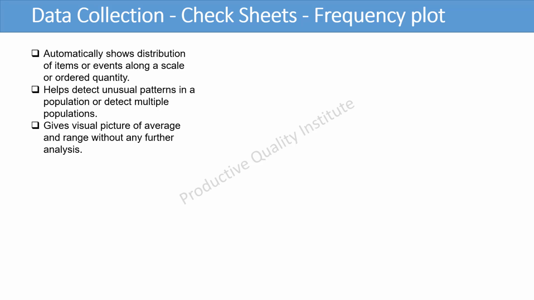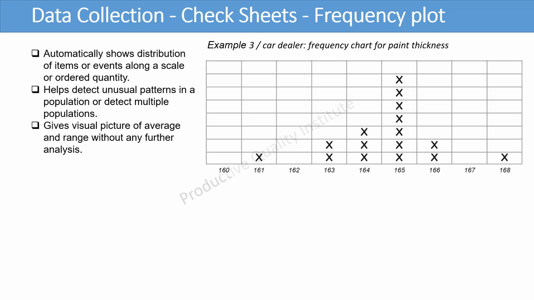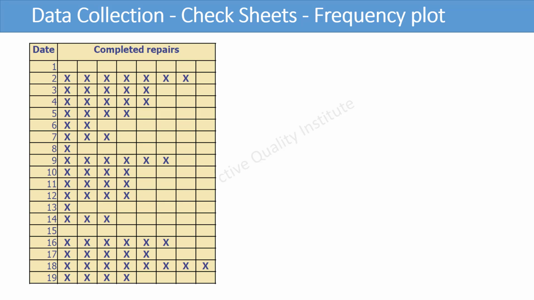Frequency plot check sheet automatically shows distribution of items or events along a scale, or the order quantity. It helps detect unusual patterns in a population or detect multiple populations. It gives a visual picture of average and range without any further analysis. An example for frequency plot check sheet: the complaint repairs on a specific date.